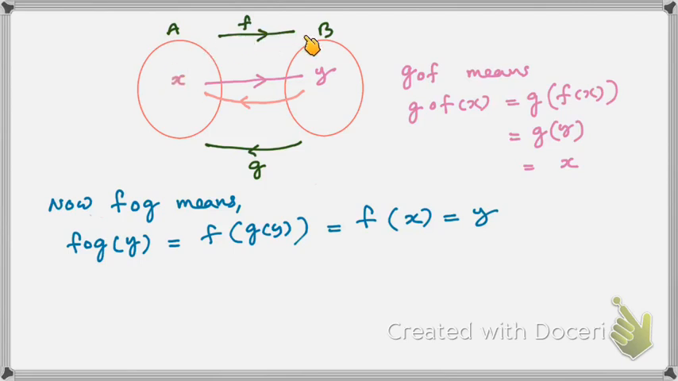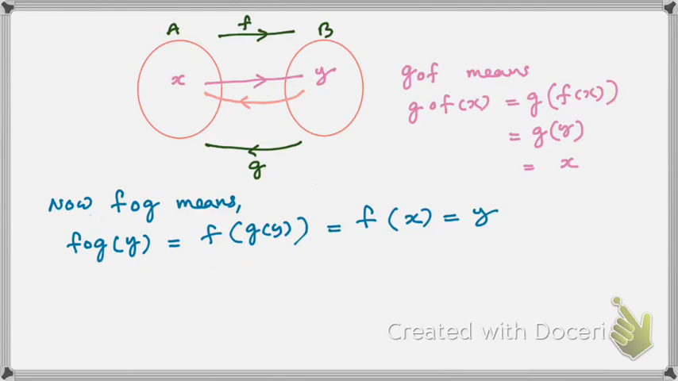F is taking x to y. So f of x is y. So f of g of y is y. F of g of 10 would be 10. F of g of 8 would be 8. So f of g of y is y itself. So it doesn't do anything to an element. The element is kept the same. F of g of y is y itself.